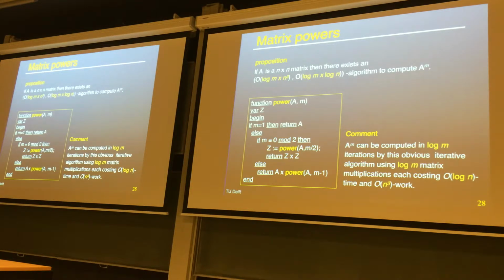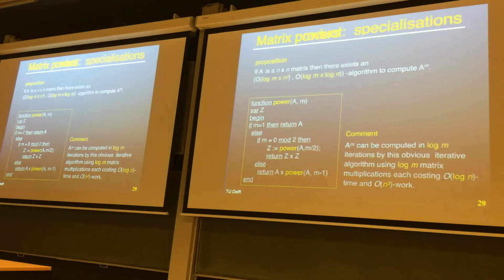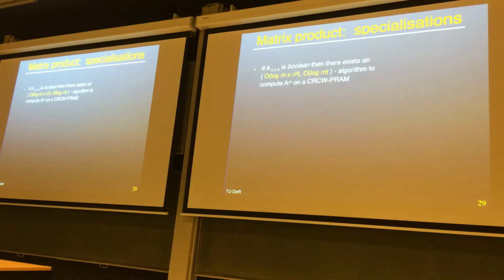So in a general case, this is the figure for the power of a matrix. But we can easily combine that with our previous result. If A, an n times n matrix, is a Boolean matrix, then we can find the power of such a matrix A to the power m in O(log n) time, because we can do Boolean matrix multiplication in constant time. So you have a very fast algorithm here for finding the power of a matrix.